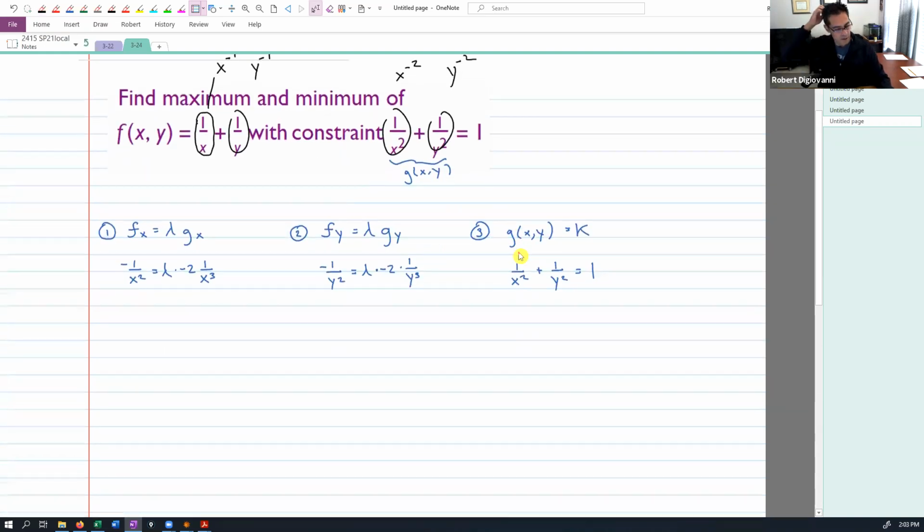Hopefully you got that. Let me clean up the first equation a little bit. I'm gonna just multiply both sides by -1. So I get 1 over x squared equals, let's say, 2 lambda over x cubed. And then the other one is 1 over y squared equals 2 lambda over y cubed. All right, who wants to guide us through here? What do you want me to do?